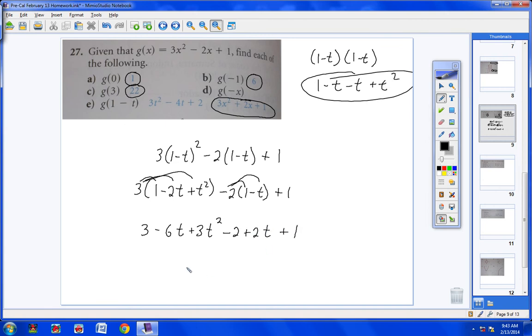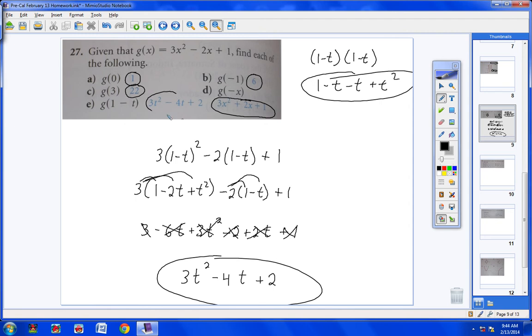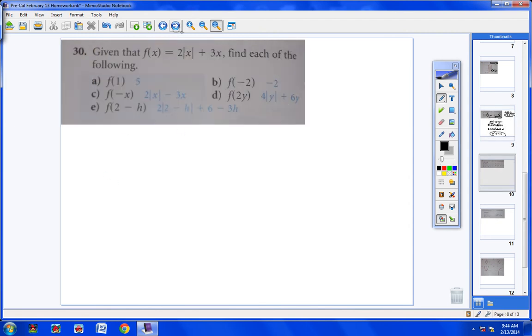And then when we simplify, we'll put our t squared first. Cross that off. Now I've got a negative 6t and a positive 2t. That's a negative 4t. And then I've got a 3 minus 2 plus 1. That will give you a positive 2. And this answer here does match this answer here. All right? Moving on, number 30, okay?